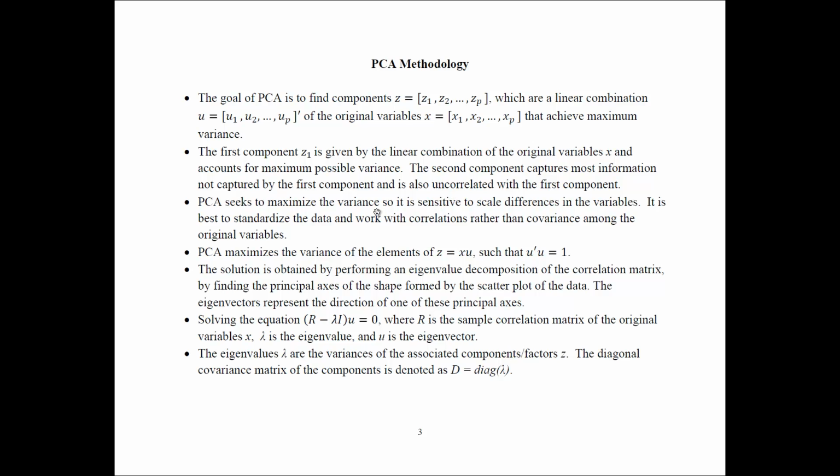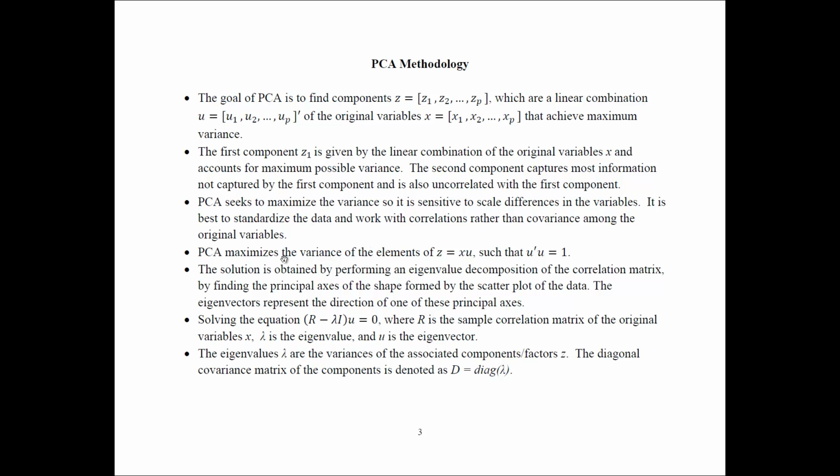PCA seeks to maximize the variance, and so it is sensitive to scale differences in variables. For example, if you have a survey with attitude questions ranked from 1 to 7, then you can use a covariance matrix. But if you have variables where one is measured in dollars, one in number of people, one in proportions or something like that, then it's better to use correlations in your data because of scale issues, rather than the covariance of the original variables.